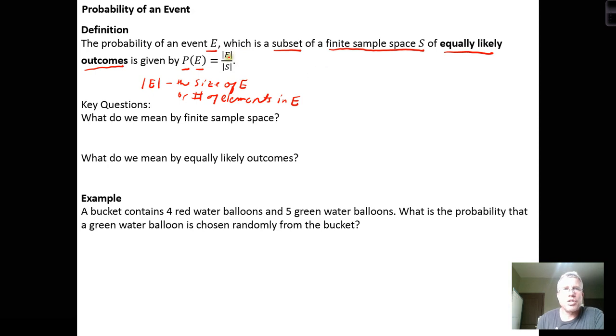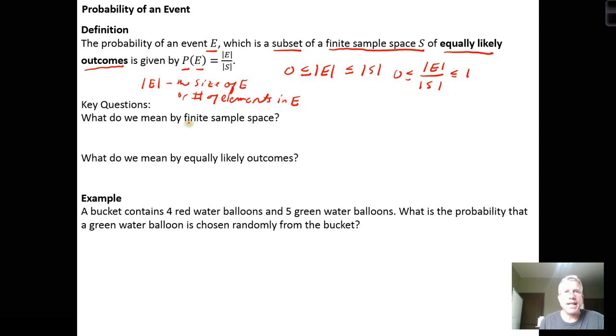And this ratio, the size of E, which is just some subset of S, can be anywhere between 0. It can have nothing in it. It can't have less than no elements in it. And it has to be less than or equal to the sample space itself. So the size of E is going to run between 0 and the size of the sample space, which means that the ratio size of E over size of the sample space is going to run between 0 and 1.